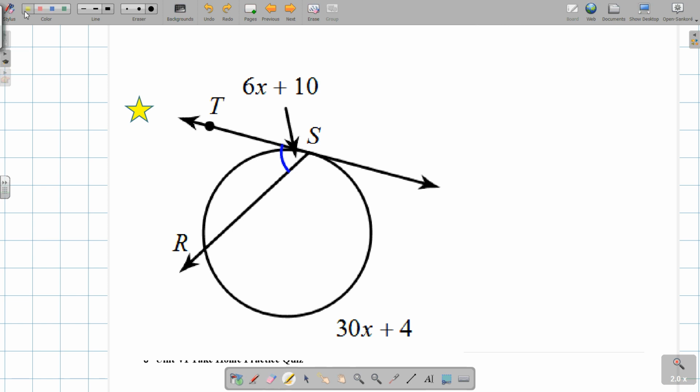Okay, for this one, right here, I suggest you first start by simply tracing the angle, and identify what kind of angle this is. We have ourselves a tangent and a chord. A tan chord angle is the same as the one inscribed. So right here, sweep this angle.